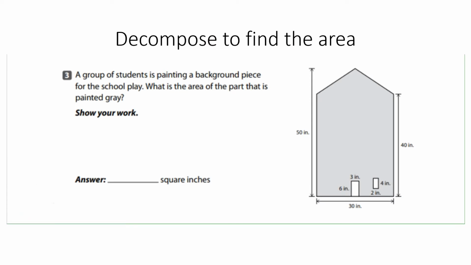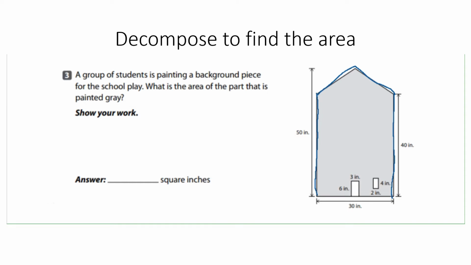A group of students is painting a background piece for the school play. What is the area of the part that is painted gray? So as you can see, we have a gray background right here, and then we have a door and a window that are not painted gray. So the first thing you want to know here is what we're painting. So we're painting all of this. In order to figure that out, we have to decompose.